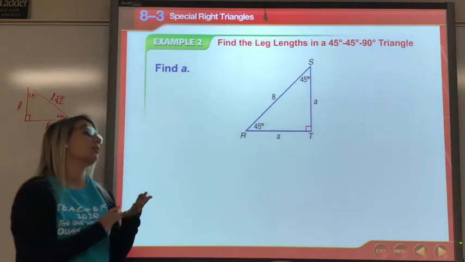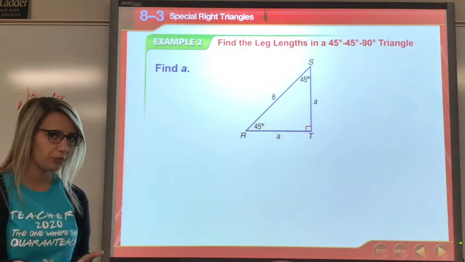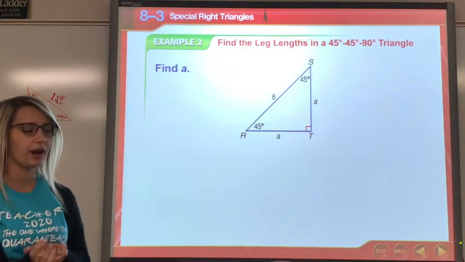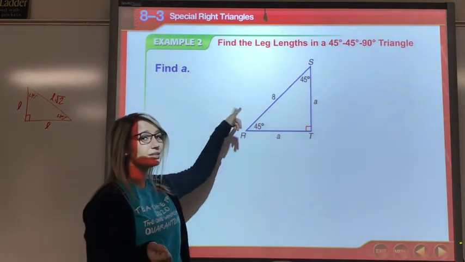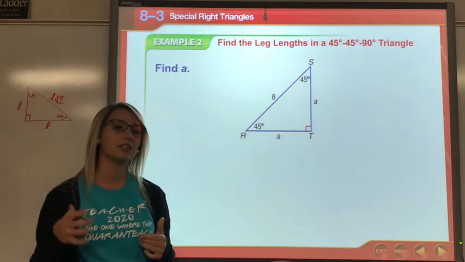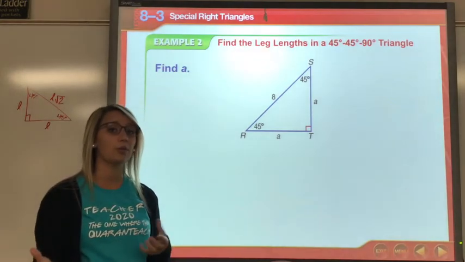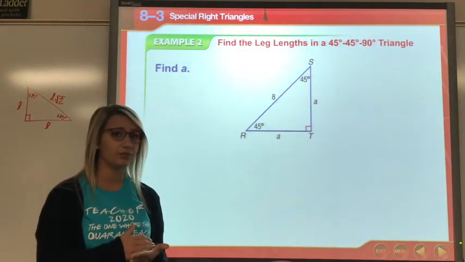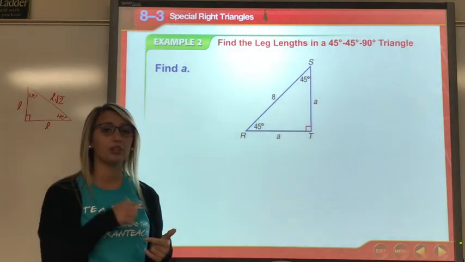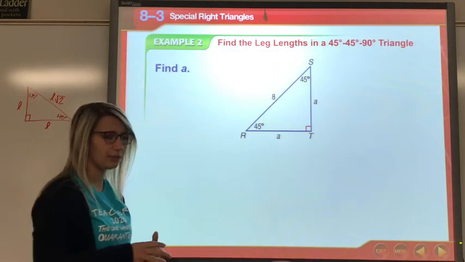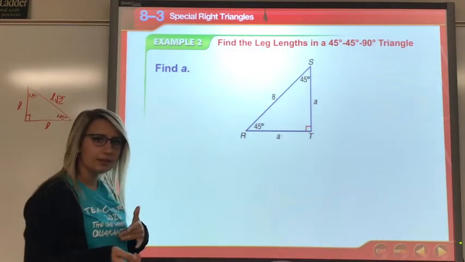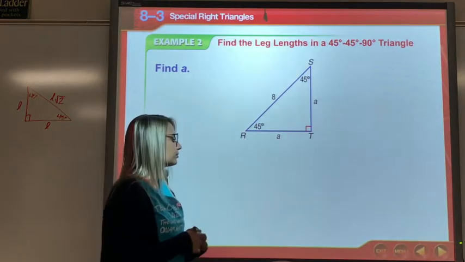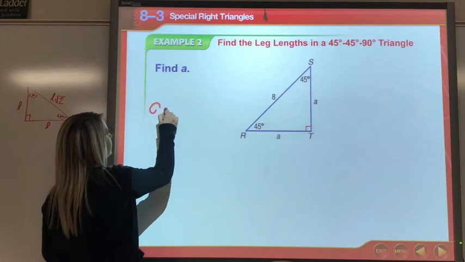So now, this is using that same 45, 45, 90 triangle theorem, but now we're given the hypotenuse and we have to find the legs. So that's case 2. This is where we're either dividing by the square root of 2 or multiplying by root 2 over 2. It's the same thing, it's just kind of skipping steps. So here we have 8 is our hypotenuse. So I'll just say case 1 over here.